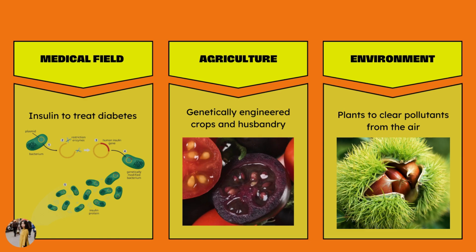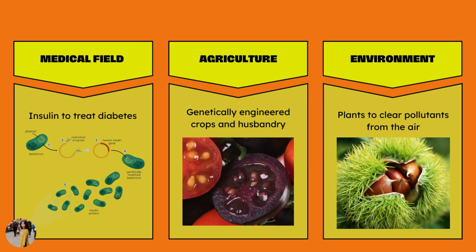For the medical field, we can see that insulin, which is often used in diabetes patients, is actually produced in bacteria through the insertion of the human insulin gene. Similarly, human growth hormones can also be synthesized using genetically modified bacteria.